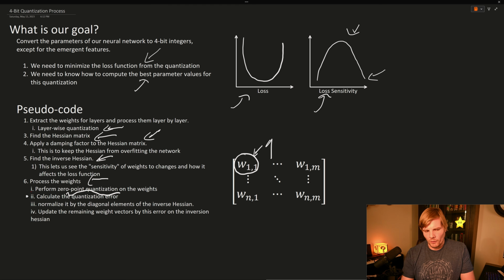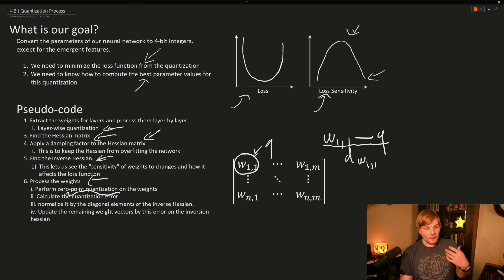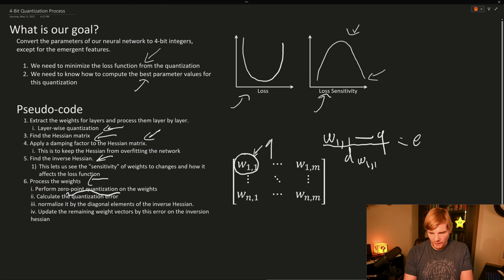But this is where the inverse Hessian comes into play. So we're going to compute our total error by taking the original weight and subtracting out the quantized version, but then dividing by the relevant value in our inverse Hessian for this particular weight. And like we mentioned before, the higher the value, the less sensitive it is. So the smaller the error, but the smaller the value, the higher the error that we've introduced into the network.